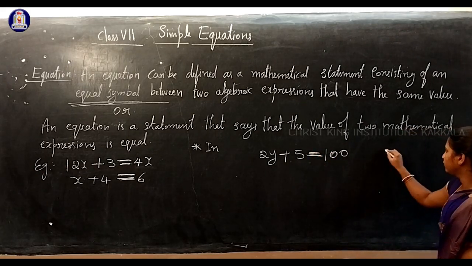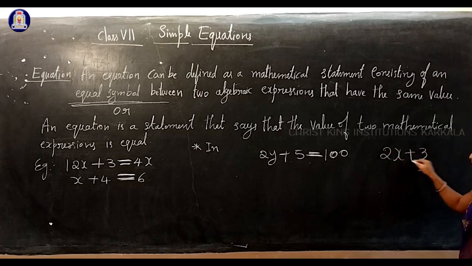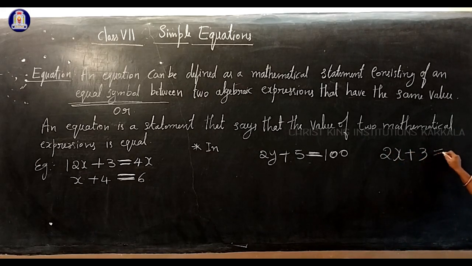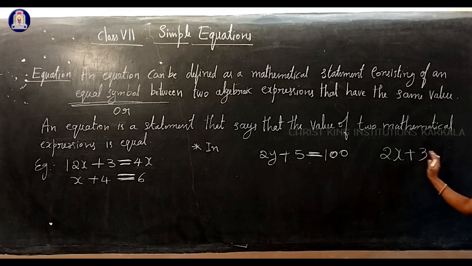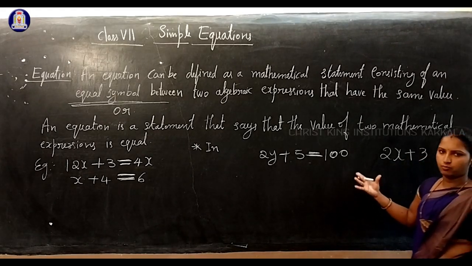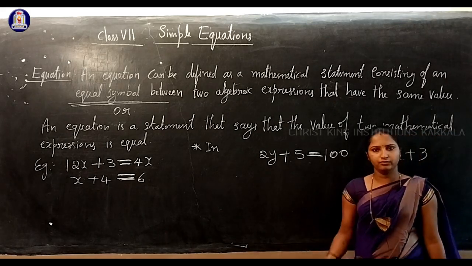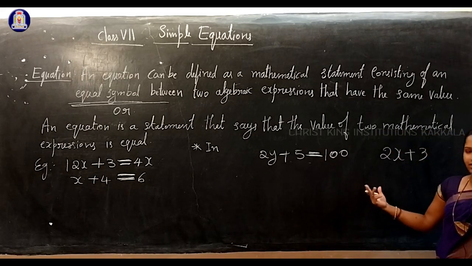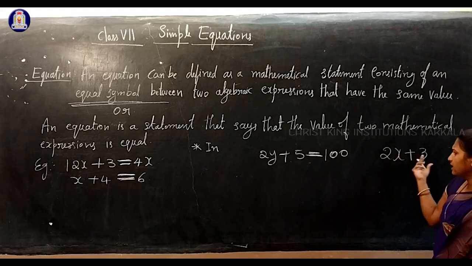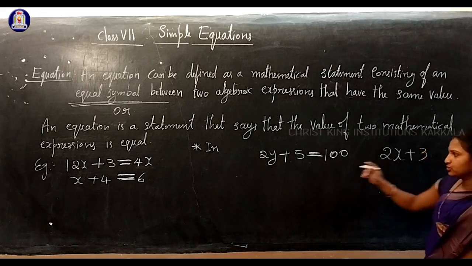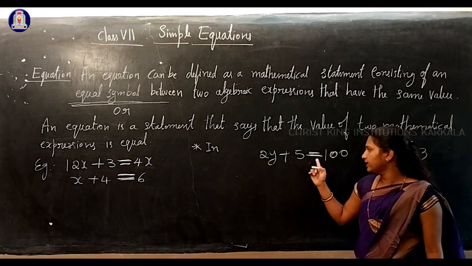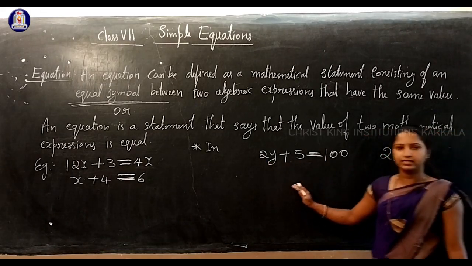You know, in a polynomial, how do we write it? We just write 3x plus 3. We will not write an equal sign. Equal sign means equation. If you write just 2x plus 3, this is an algebraic expression, an example of a polynomial. There are many types of polynomial: monomial, binomial, trinomial and multinomial. Here we have not written an equal sign. But 2y plus 5 is equal to 100 is an equation.